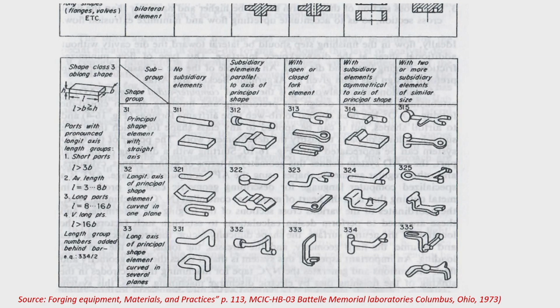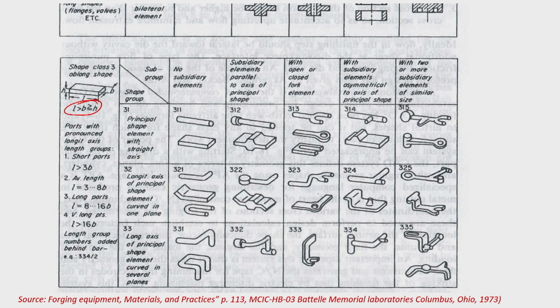Now, the class 3, you will see that roughly 70% of the forgings fall under this class 3, which is much more complex compared to shape class 2 and class 1. These are oblong shapes. You will see that one length is much higher than the other. So, you can see that length is higher than width, much higher than the thickness, and then it is going to be slightly complex compared to the other one.